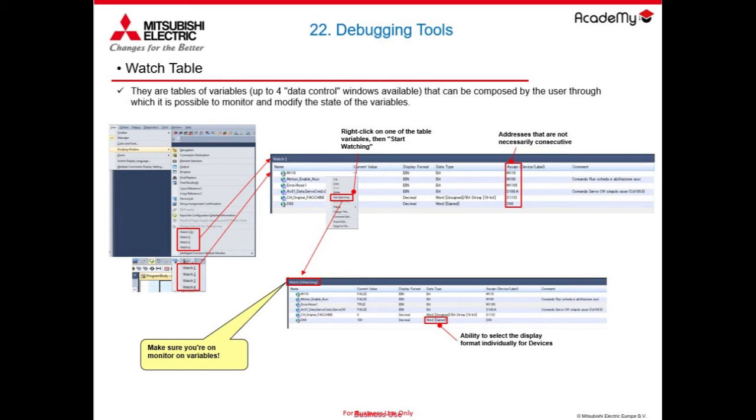Another useful debugging tool is the watch table. These are tables of variables that can be composed by the user, through which it is possible to monitor and modify the state of the variables. So we will populate our watches with the objects of interest, right-click on one of the variables in the table, then start watching. We can always stop or restart the watch on these tables. Note the possibility of selecting the display format individually for the devices.